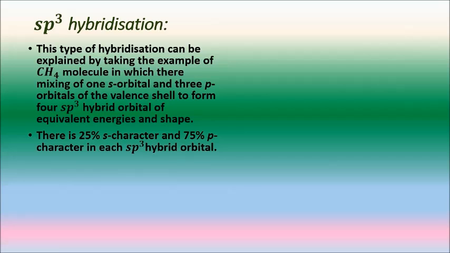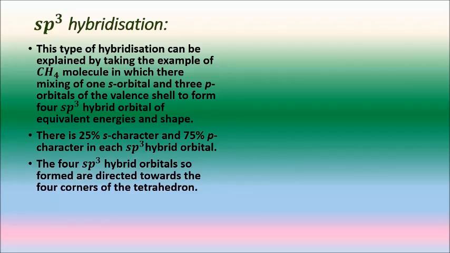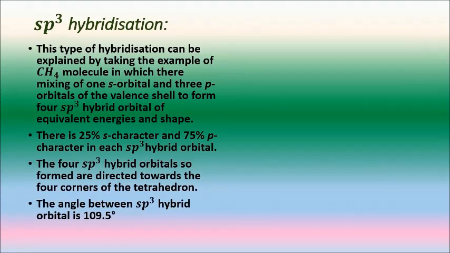In this sp3 hybridization, it's 25% s character and 75% p character in each hybrid orbital. The four sp3 hybrid orbitals formed are directed towards the four corners of the tetrahedron, which has an angle of 109.5 degrees. So this is the tetrahedral shape that the molecule possesses.